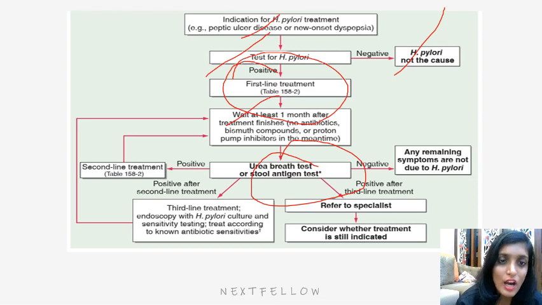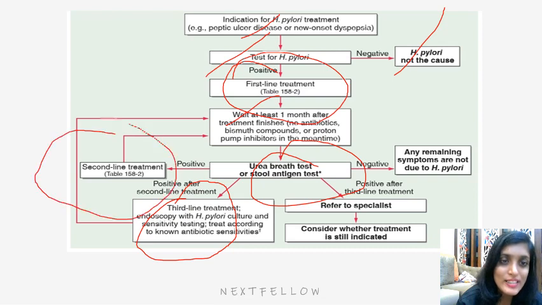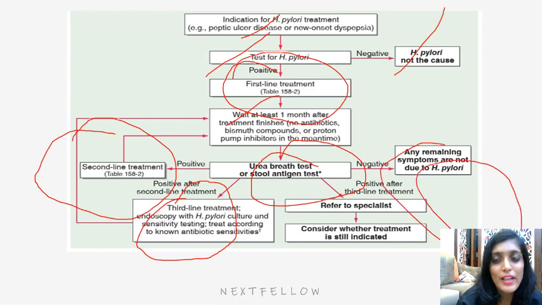If positive, after second line treatment, give third line treatment with endoscopy with H. pylori culture, and treat according to the antibiotic sensitivities. If the urea breath test is positive, then start the second line treatment. Refer to a specialist or consider whether treatment is still indicated if positive after third line of treatment. If it's negative, H. pylori will be ruled out.